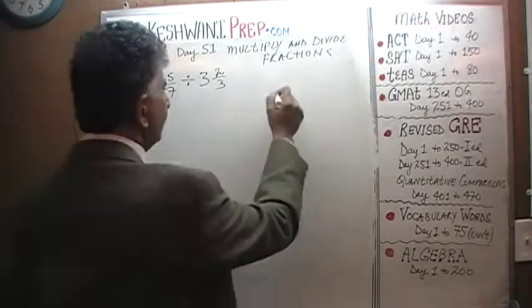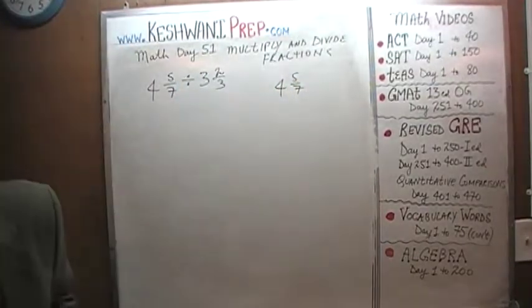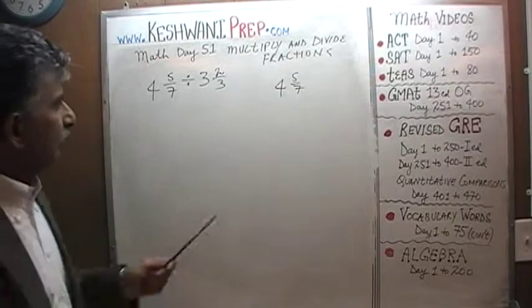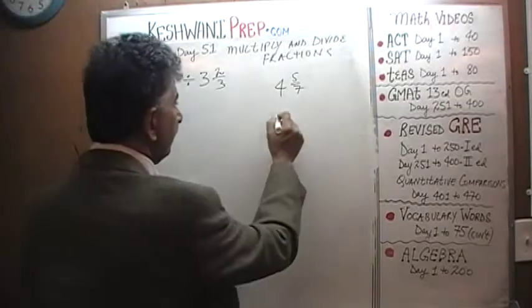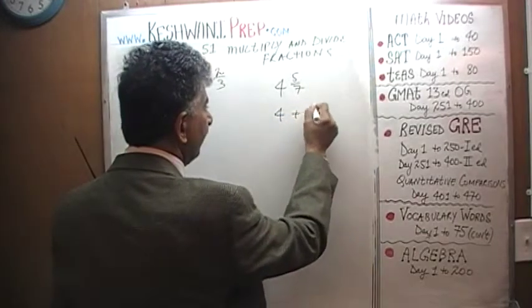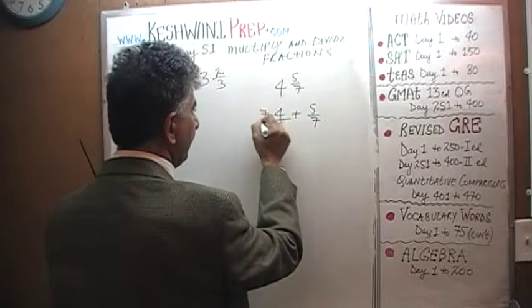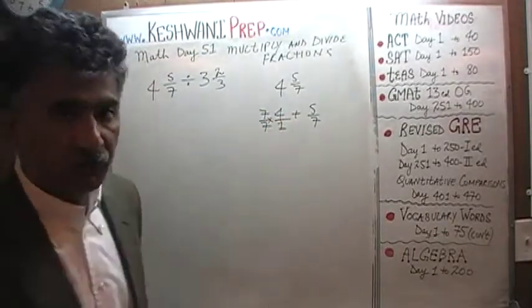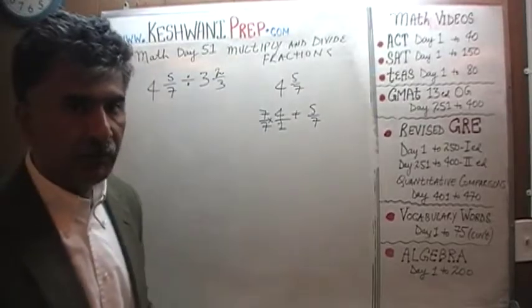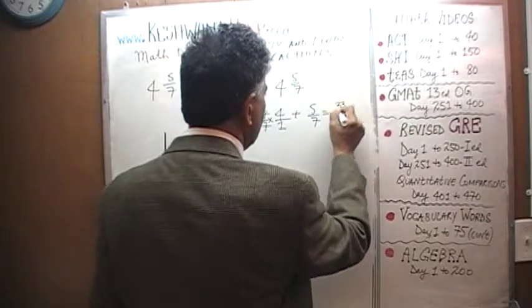So 4 and 5 sevenths is what we have. If you want to write it with a denominator of 7, this is basically 4 plus 5 sevenths, but it's 4 over 1. You want a denominator of 7, so we must multiply top and bottom by 7. Now we end up with 7 times 4, which is 28, plus 5, which is 33. So we end up with 33 over 7.